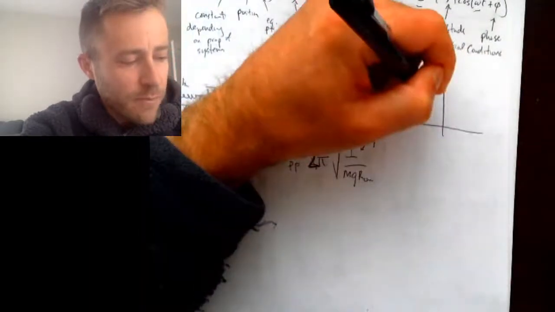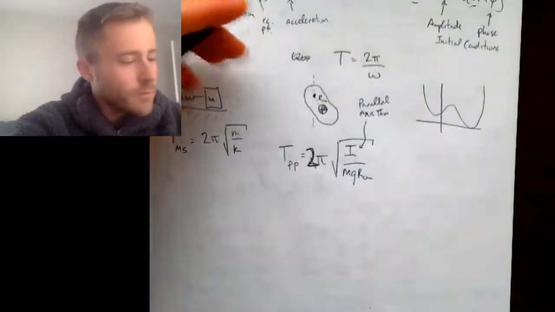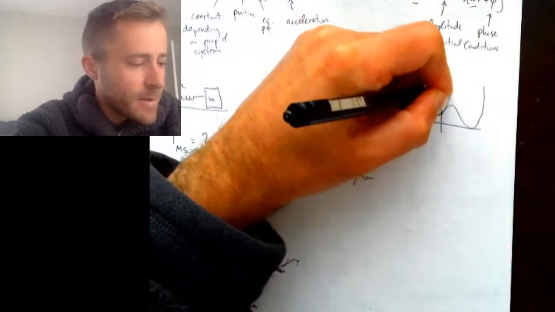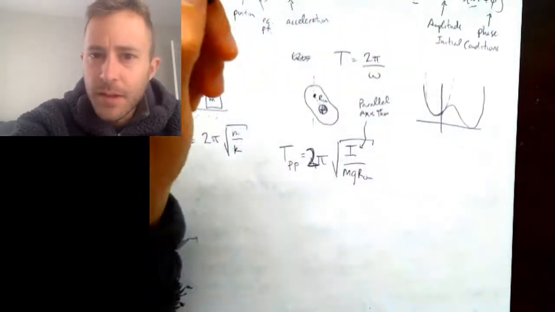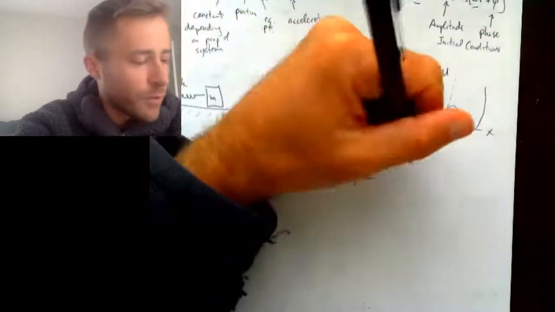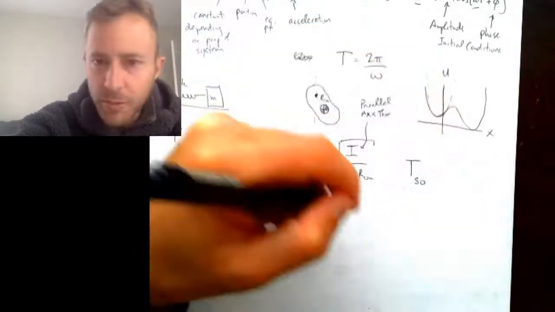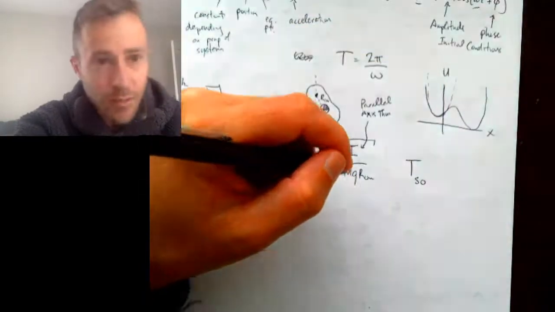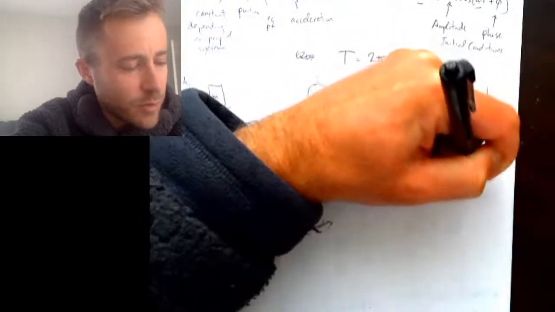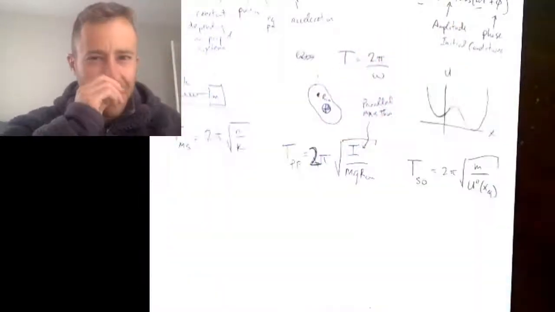We also talked about the ubiquity of SHM, which is basically the idea that if you have a U of X graph, the potential near the equilibrium point looks like a parabola. And if your potential looks like a parabola, then you have simple harmonic motion. So for small oscillations, the period of small oscillations about an equilibrium is 2 pi square root of m over U prime prime evaluated at the equilibrium point. Okay?